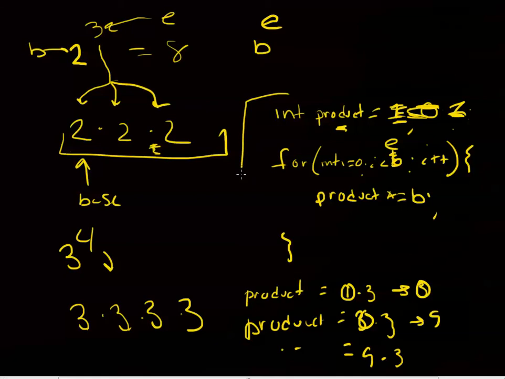So we've got sort of a general outline of how we would do this, right? We've got a product started at 1. We've got a for loop that goes around e number of times and multiplies by the base each time. Now the question is, how do we put that into a function? And that's better just done in the regular code.